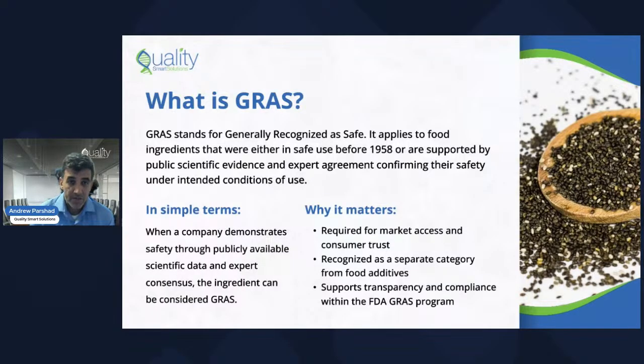So what is GRAS? As I just mentioned, GRAS stands for Generally Recognized as Safe. It applies to food ingredients that were in commerce and in safe use since 1958, or are supported by public scientific evidence and expert agreement confirming their safety under intended conditions of use. So let me give you an example. Say cocoa bean chocolate. Been in commerce since before 1958, and it's obviously milled, ground up, becomes chocolate powder, and it's used in confectionaries and various foods for many uses and many years since then.